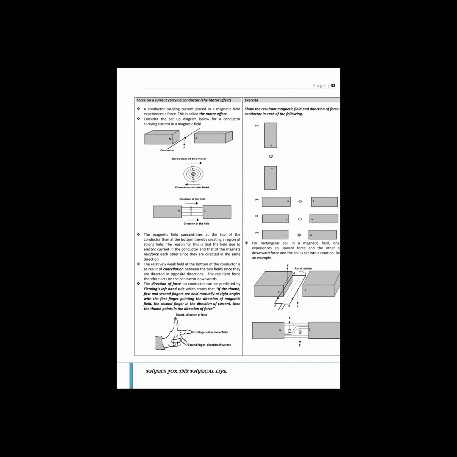Then we consider this. Point number 3 here: the magnetic field concentrates at the top of the conductor than at the bottom, thereby creating a region of strong field. The reason for this is that the field due to the electric current in the conductor and that of magnets reinforce each other since they are directed in the same direction.